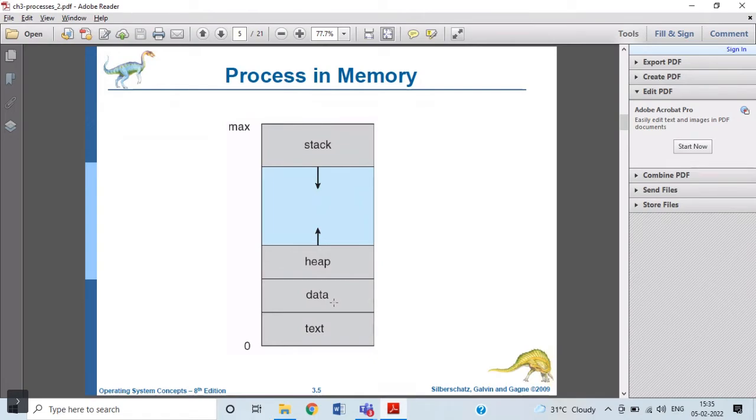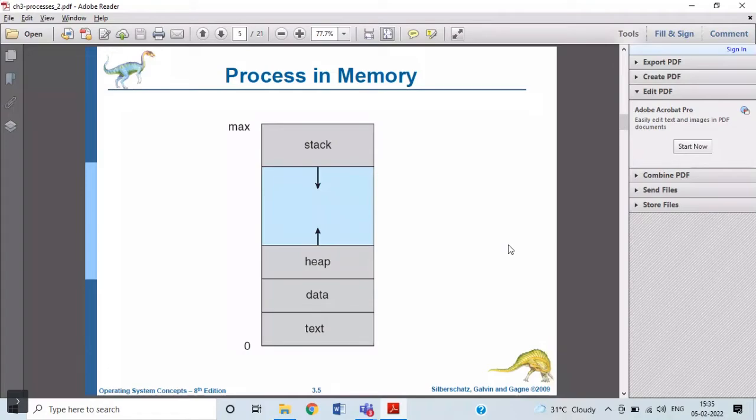Okay, and the permanent data will be stored in the data section. So whatever data won't be altered will be stored in the data section, and the text will be stored in the text section. I hope you understand this figure.